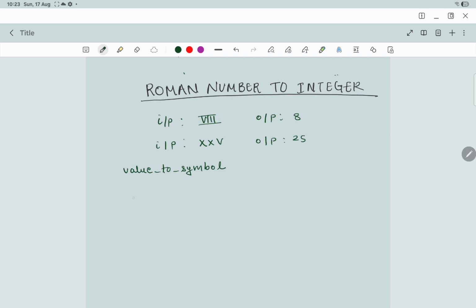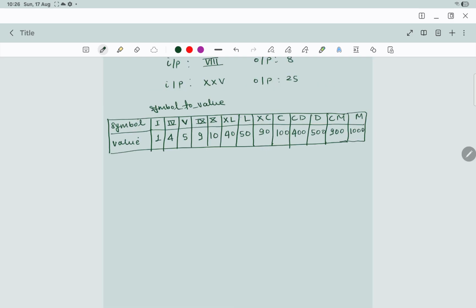Earlier we had created a dictionary, value to symbol. For each value, that is a number, that is an integer, we will have a Roman symbol. But here we will do the opposite. Instead of having value to symbol, we will have symbol to value. So I will have a Roman symbol, and for that I will have a corresponding value, where this is going to be the key and this is going to be my value. And that dictionary is going to be this. So here I have the symbol and I have the corresponding value.